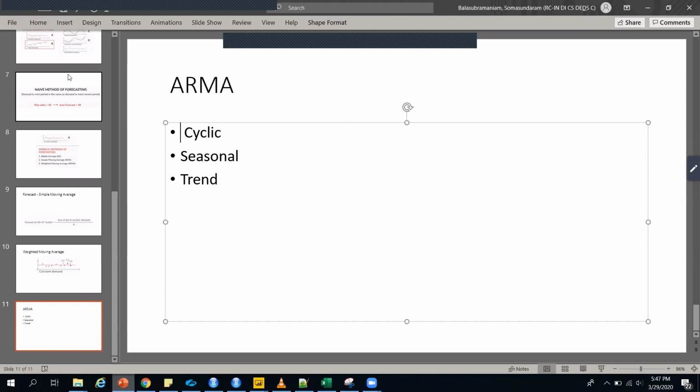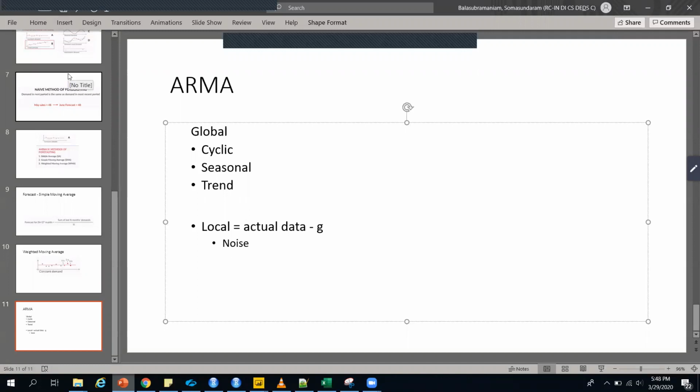This cyclic, seasonal and trend is called the global pattern. That means it is there throughout the data set. And you have something called local, which is nothing but random noise. So how to get the noise out? The local is equal to actual data minus the global predicted data.